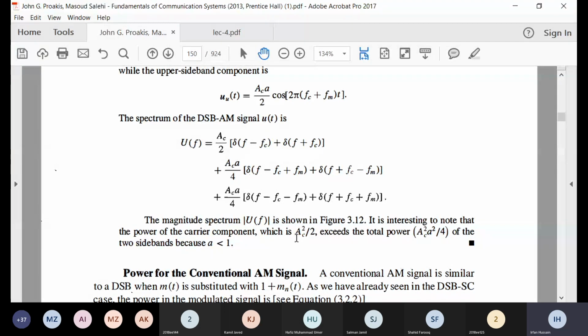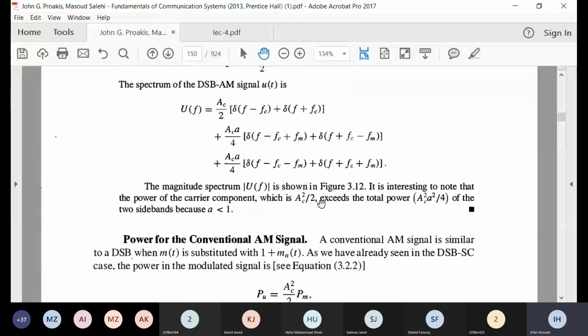So you can see this power is much greater as compared to this power. All right, because first of all you have 2 here, you have 4 in the denominator, then you have A square which is less than 1, and there's no A square here. So again you can see that the power in the carrier is greater than the power in the combined two sidebands.